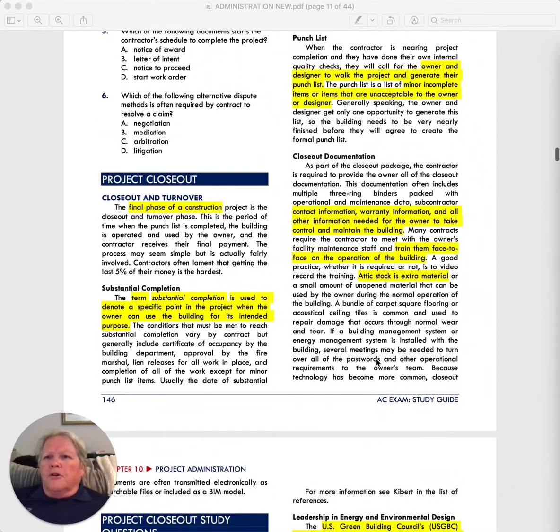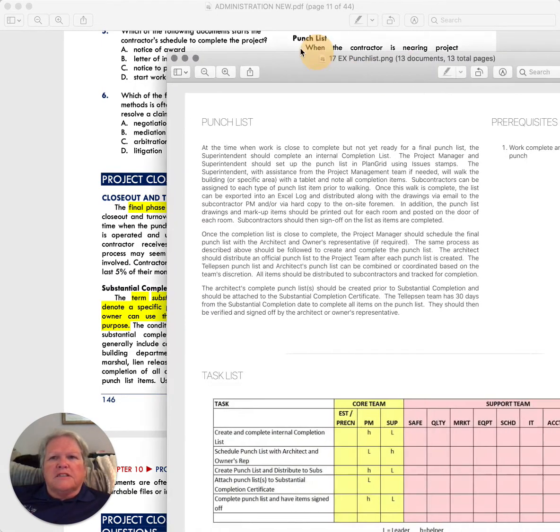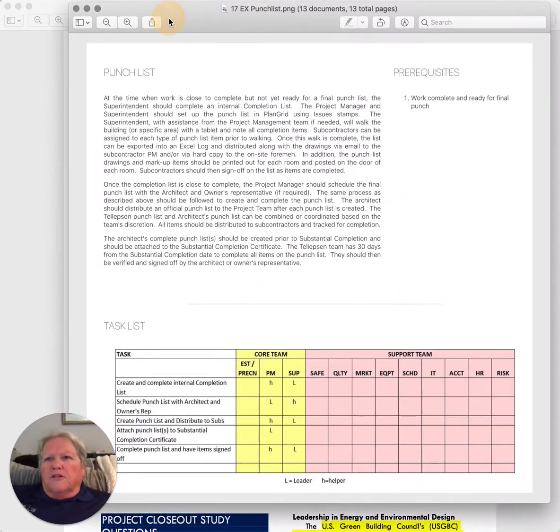We're going to go into project closeout now, and it is the final phase. A lot of times we refer to this as closeout, turnover, and then the owner has activation, which means they take possession of the building and start moving furniture and fixtures in so that they can take occupancy of the building for its intended purpose. So one of the things that goes with that is the punch list, and here is a process on how the punch list is managed and who is responsible for that. Both the project manager and superintendent work on this together.